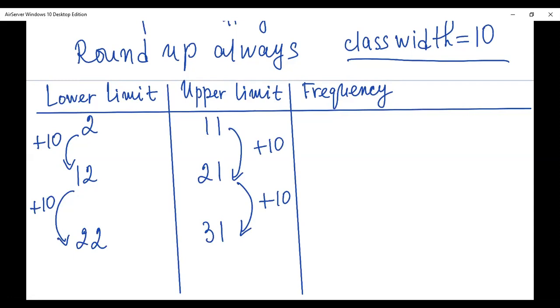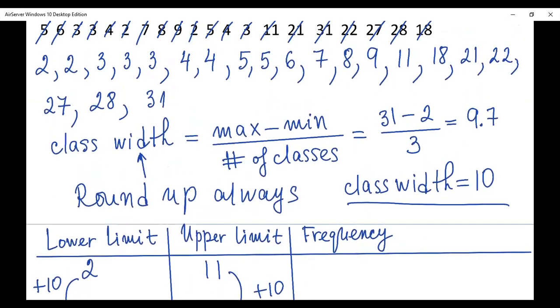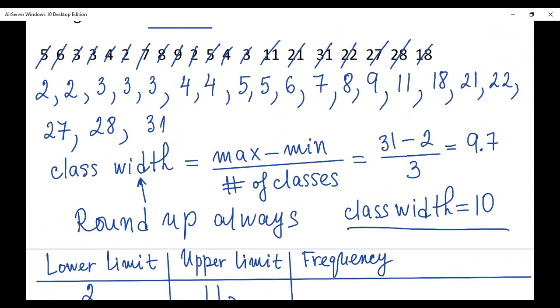Now, we need to count the frequency for each interval. So let's see, between 2 and 11: 1, 2, 3, 4, 5, 6, 7, 8, 9, 10, 11, 12, 13, 14 numbers.